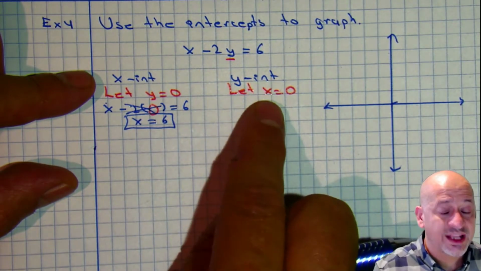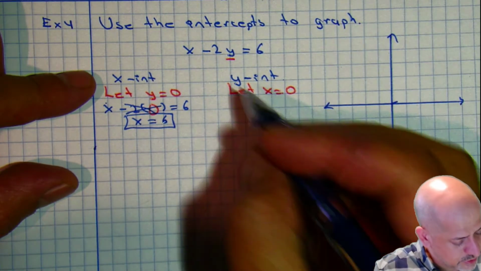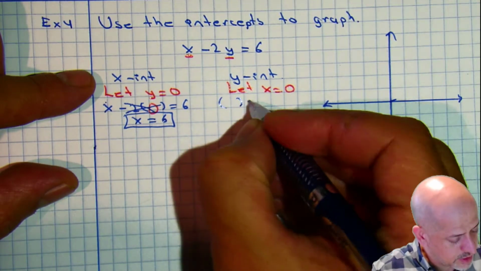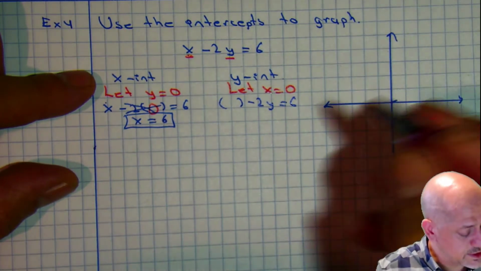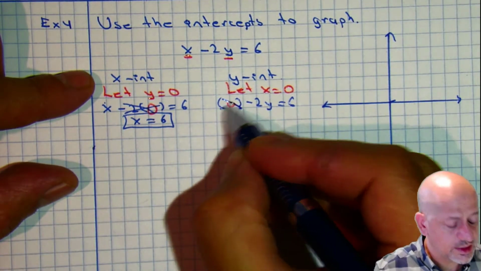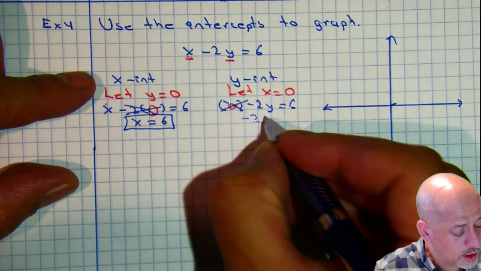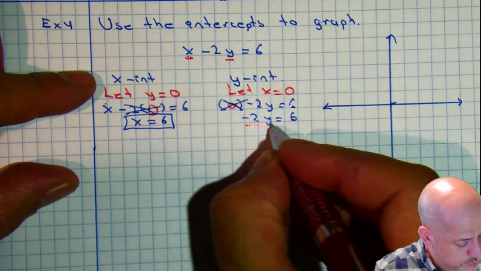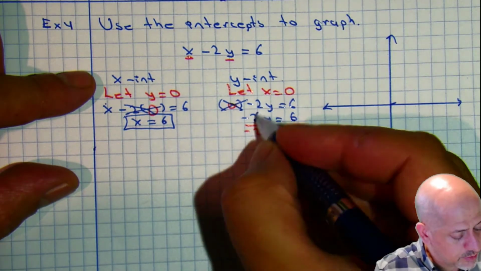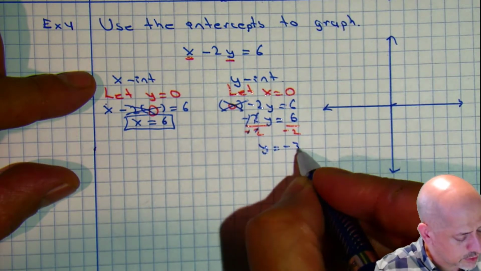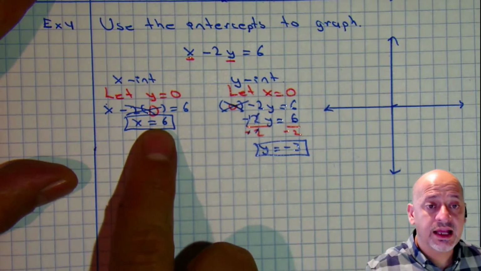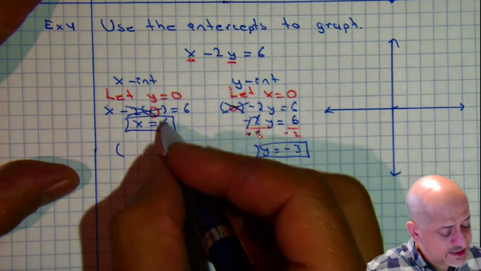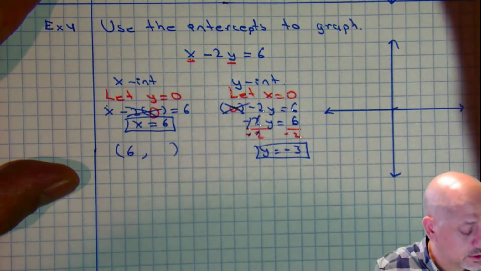To find the y-intercept, you're going to let x equal 0. So now, instead of the x, I'm going to replace it with a 0. So 0 minus 2y equals 6. But now the x becomes a 0. Anything that's 0, that disappears. So now we have negative 2y equals 6. And one last step is to divide by negative 2. My 2's cancel and my negatives cancel, so therefore y equals negative 3. Now remember that each of them is not just an x value. Whenever you find your x-intercept, it's a point. The x value is 6, and the corresponding y value is 0.